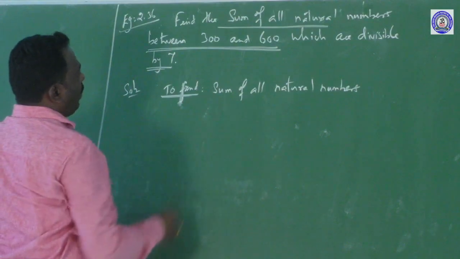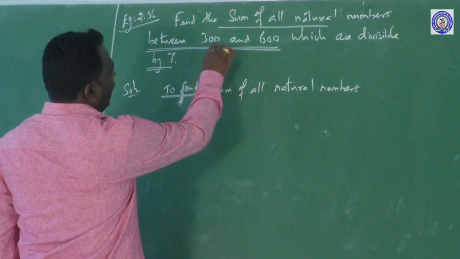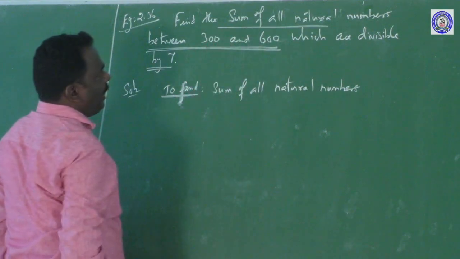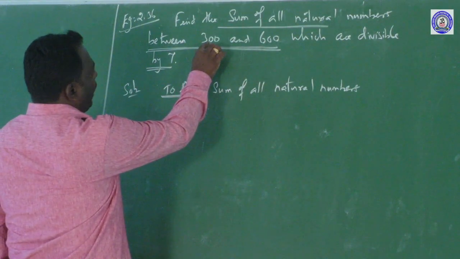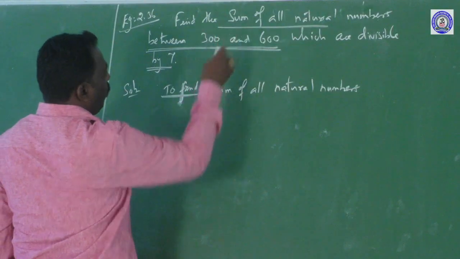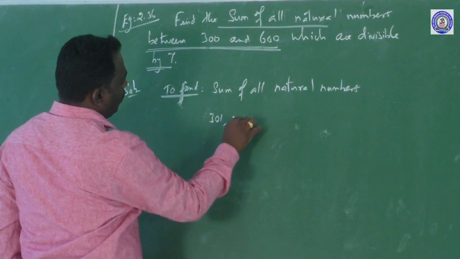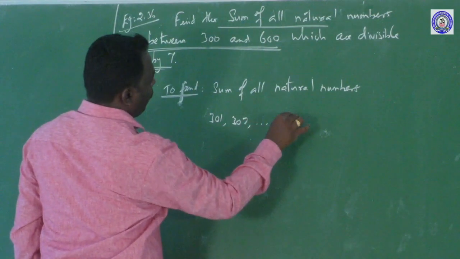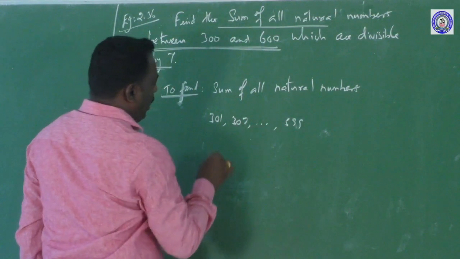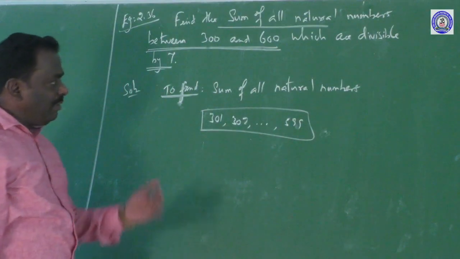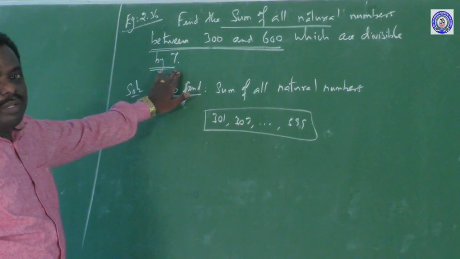So now find the sum of the numbers between 300 and 600. Between means these two numbers are not included. Therefore we have to find the summation from 301: the numbers 301, 302, and so on up to 599. Among these numbers, the ones which are divisible by 7 are the numbers we want to add.